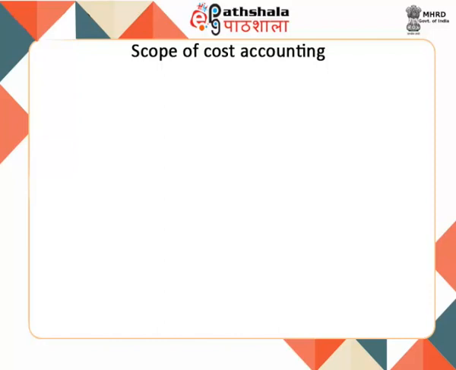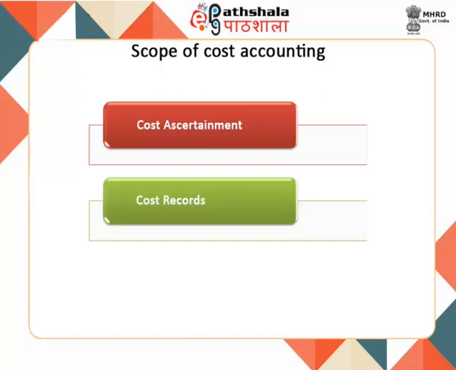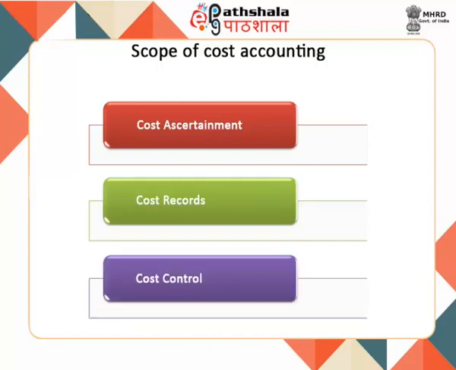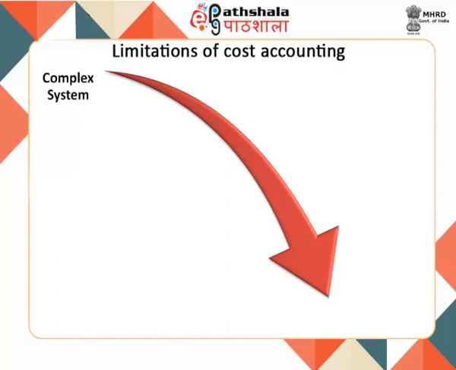But basically, we divide its scope into three major parts, namely: number one, cost ascertainment; number two, cost recording; number three, cost control. Limitations of cost accounting. Number one, a more complex and complicated system of cost accounting is one of the major limitations faced by cost accounting.